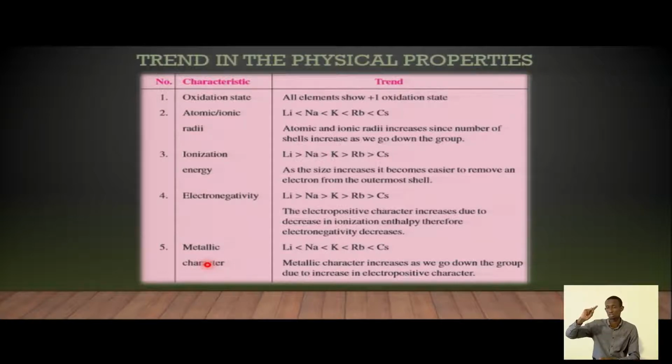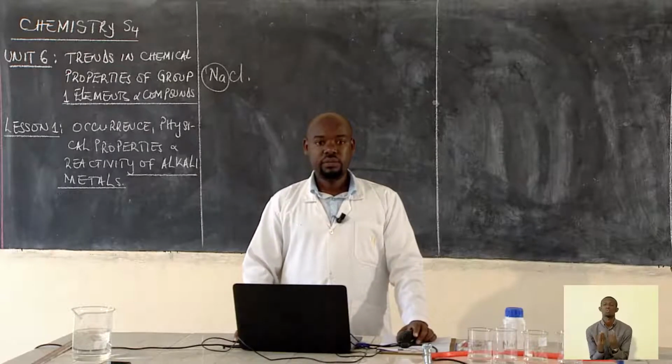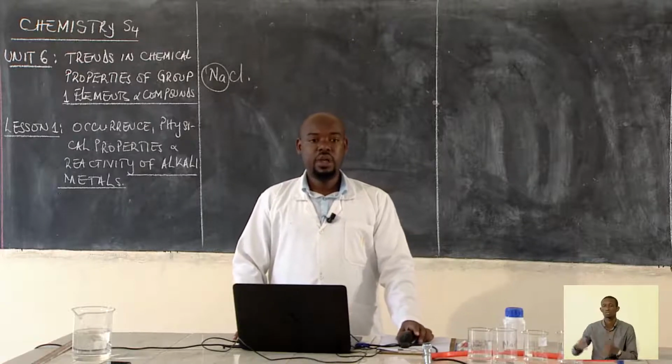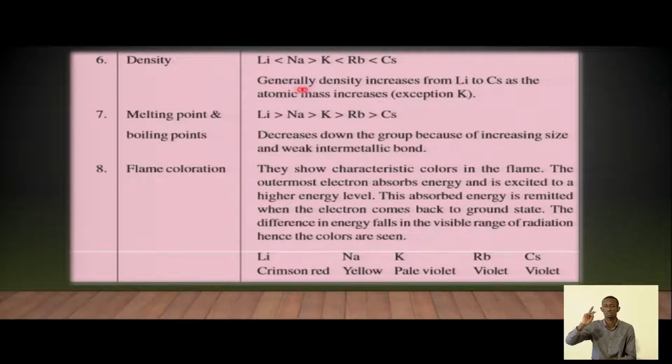Why is it like that? It's because the size is increasing, so it is very easy to lose the electron. And here with the density, we said that generally density increases from lithium to cesium as the atomic mass increases. So the size increases, yes, but the atomic mass increases also. Comparing them, we find the mass increases more than the size, and this makes the density increase.